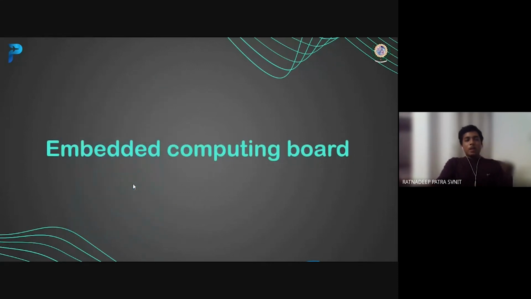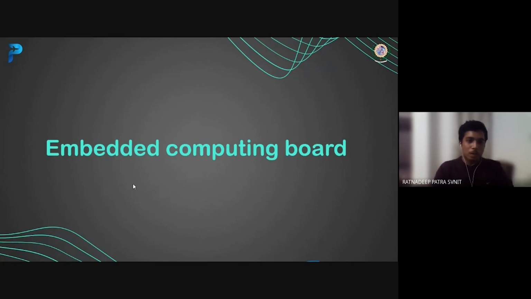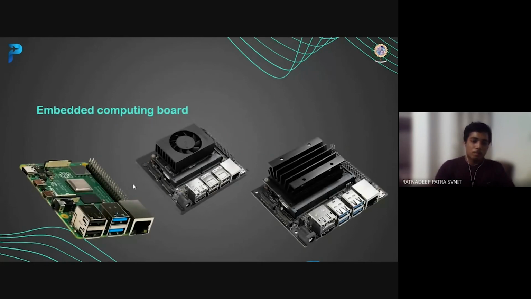So like you mentioned earlier, can we use a microprocessor, attach various components, and make it work as a microcontroller? Yes, you can, and this is what we call an embedded computing board. Some examples are Raspberry Pi, Jetson Nano, and Jetson Xavier. The Jetson Nano and Xavier are created by the NVIDIA company. The benefit of using an embedded computing board is that it provides quite high processing power, as we are using a microprocessor instead of a microcontroller.